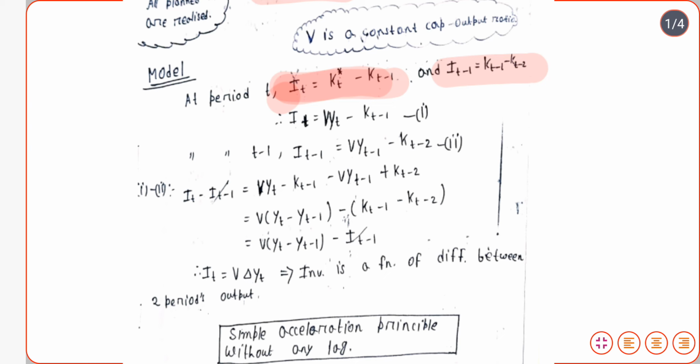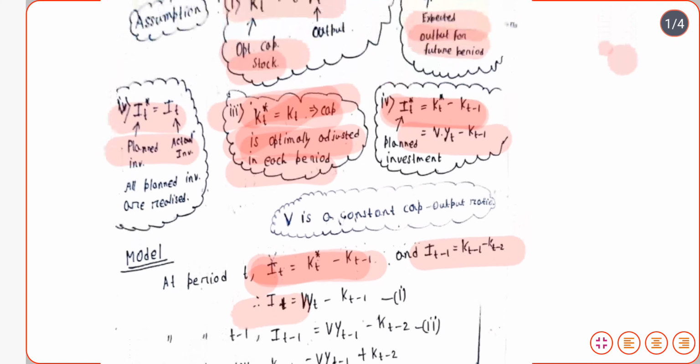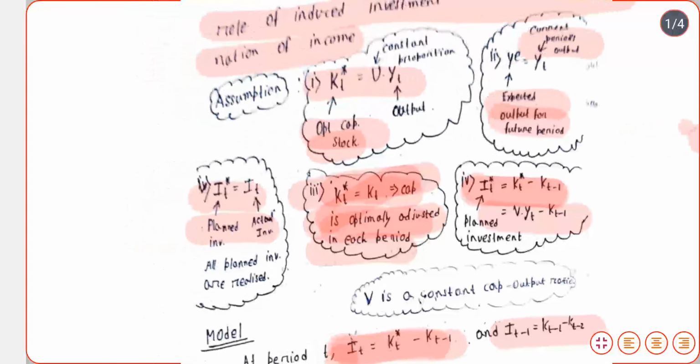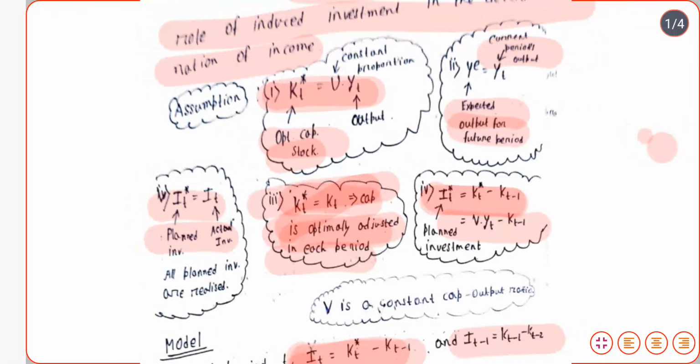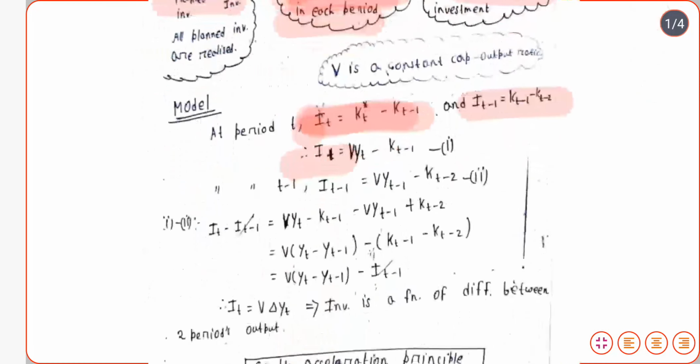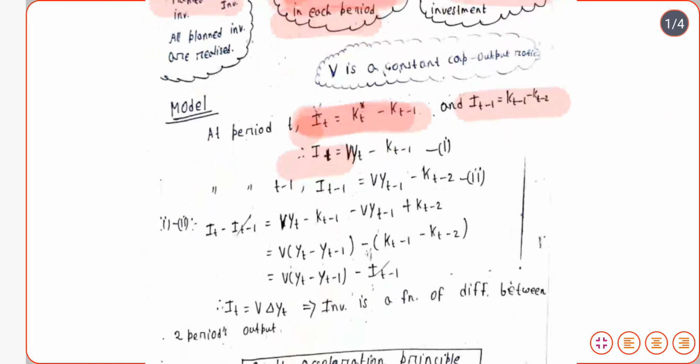Now what is the value of kt star? We have derived in the assumption that kt star is nothing but v into yt. So we can put the value of kt star in this equation, that is v into yt minus kt minus 1. What will happen at period t minus 1? At period t minus 1, the investment will be v into yt minus 1 minus kt minus 2.